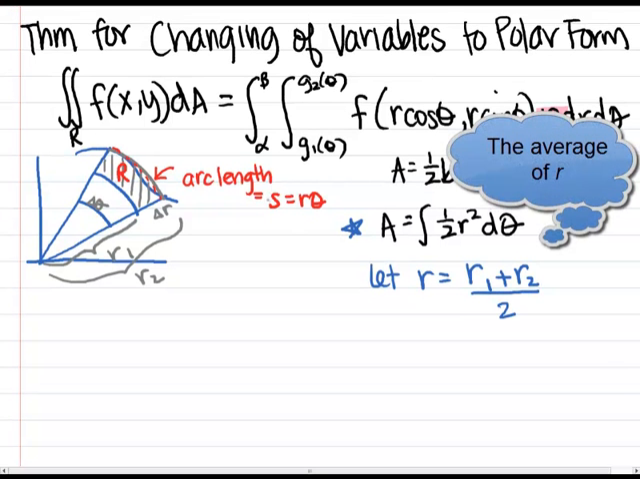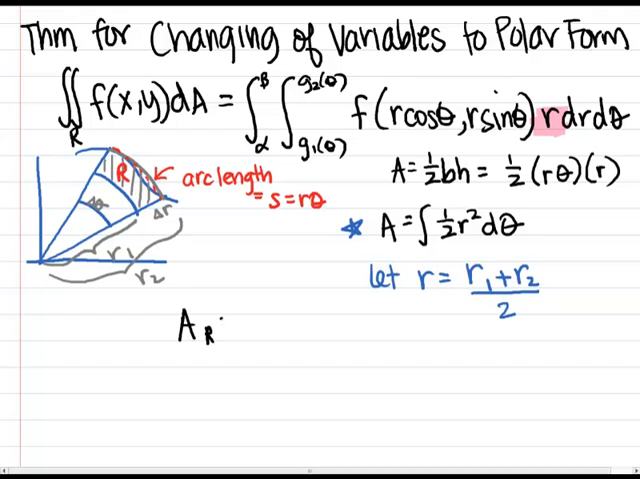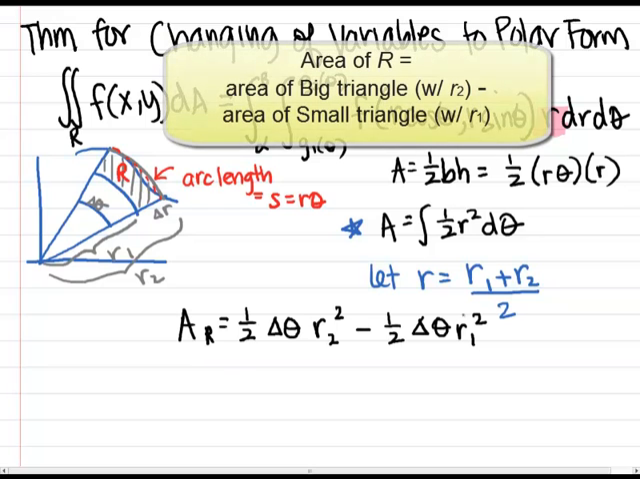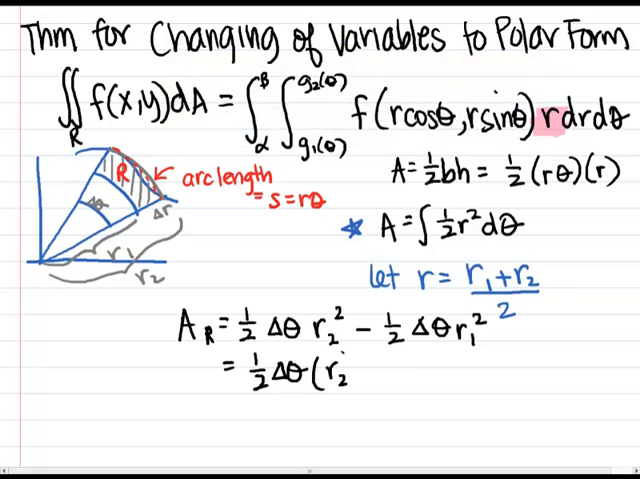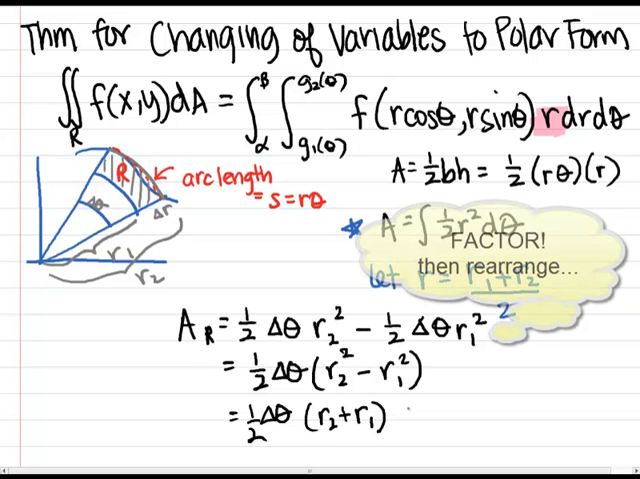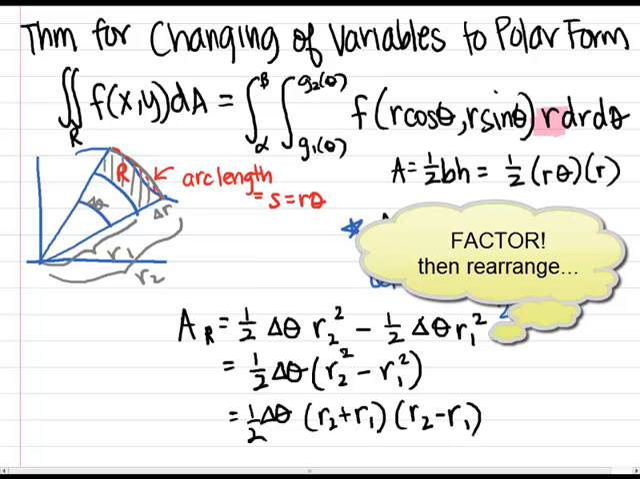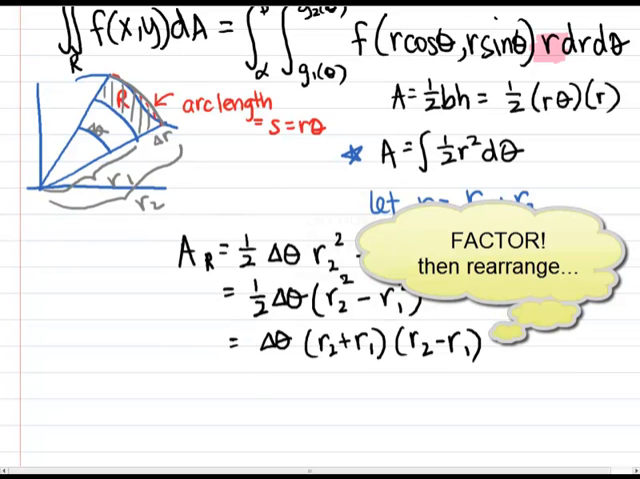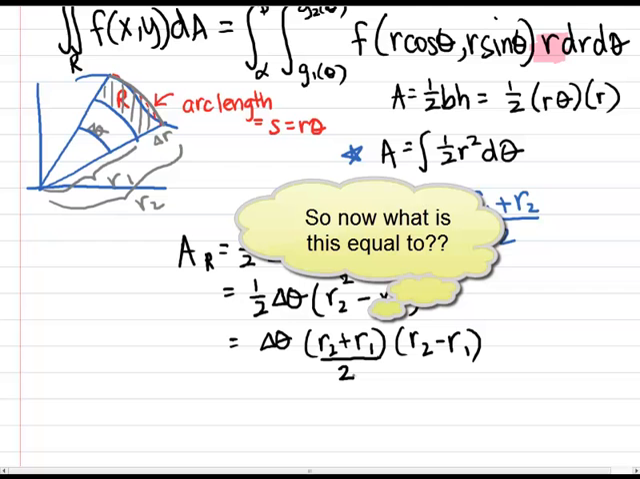So if I plug those in, the area of my region R is going to be 1/2 times delta theta r2 squared minus 1/2 delta theta r1 squared, and I can factor out my 1/2 delta theta to leave myself with r2 squared minus r1 squared. And I can rewrite this a little bit and say that I have r2 plus r1 times r2 minus r1, and I'm going to go ahead and take away this 1/2 and place it under this piece.